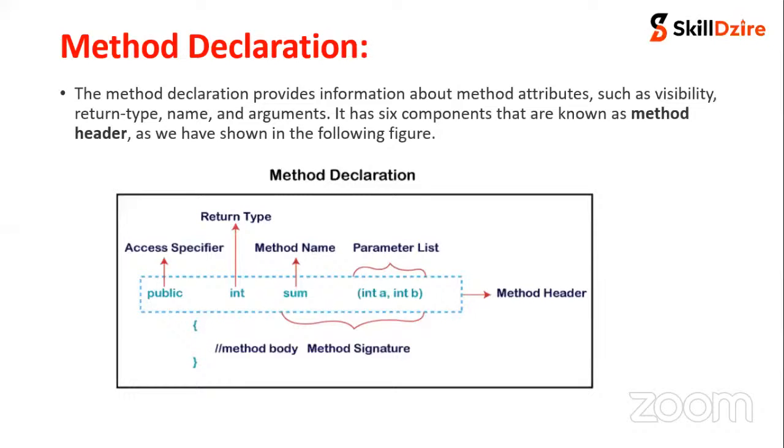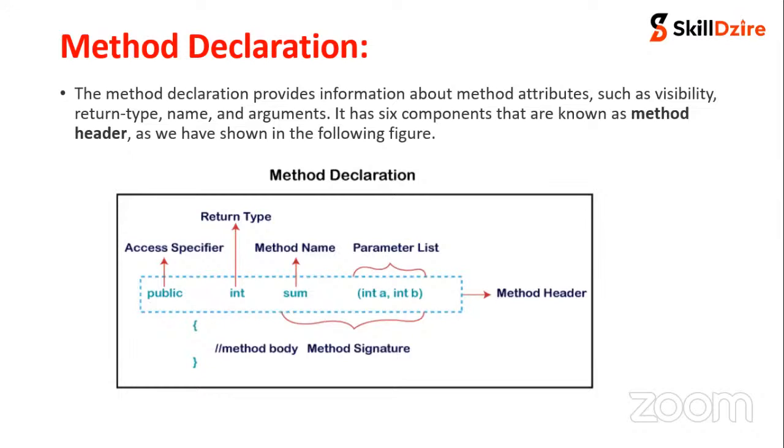Next is the method name. Depending upon what code you are going to write in your method body, we will write the method name. Suppose your method is calculating the addition, then you can give the name as addition. If your method is going to give some student details, then you can name it student details. Like that you can give any name to your method.